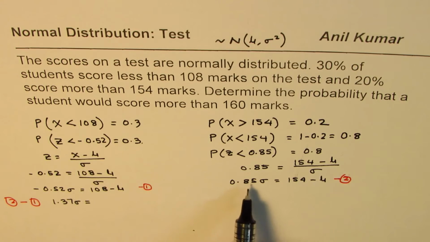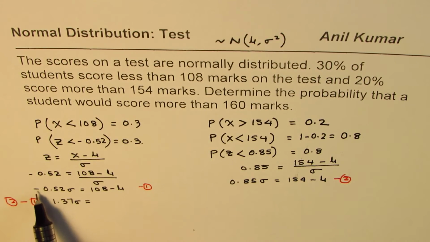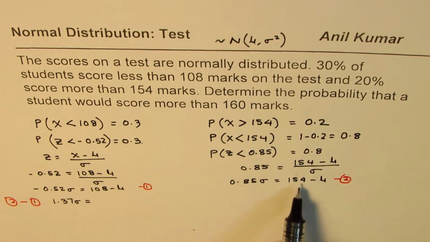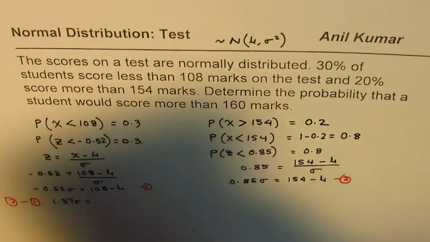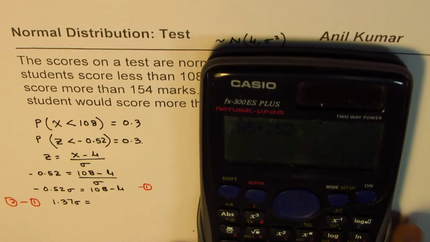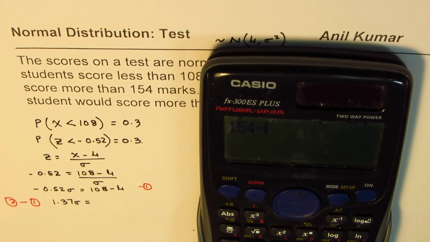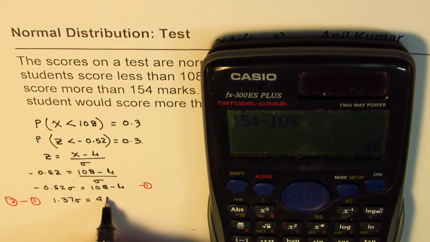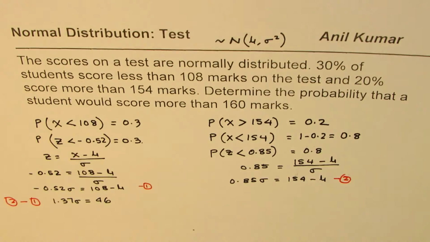On this side, 0.85 minus 0.52, we'll add them up, right? And on the other side, we have 154 minus 108, which is 46. We get 46. Is that okay? So this is what we get.